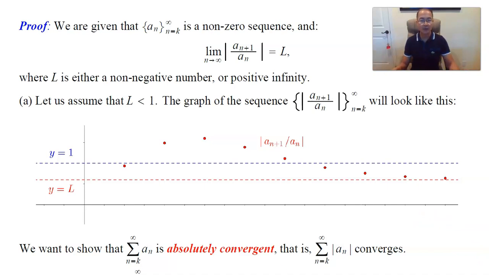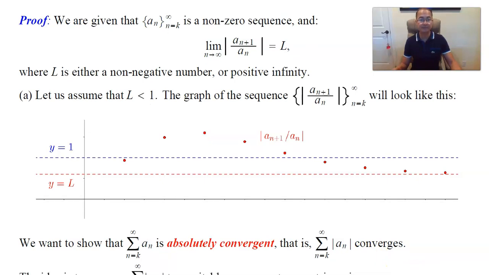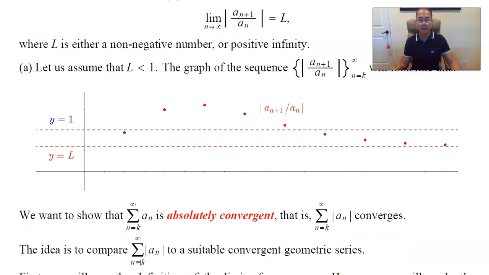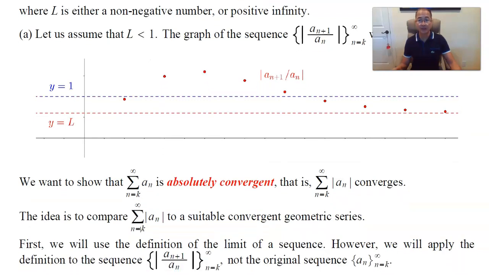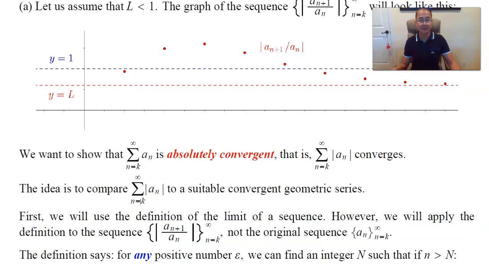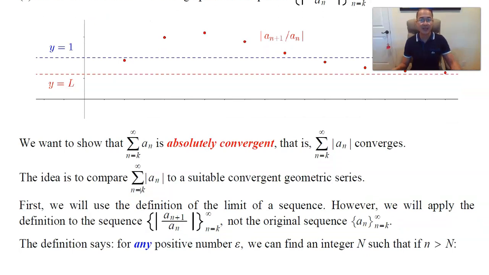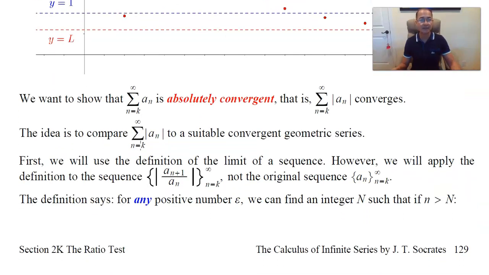Okay, so our goal is to show that the series is absolutely convergent. In other words, if you take the series with absolute values around the terms, you get a convergent series. Okay, so what we're going to do is we're going to use the ordinary comparison test on a convergent geometric series, r to the n. How are we going to find this r?